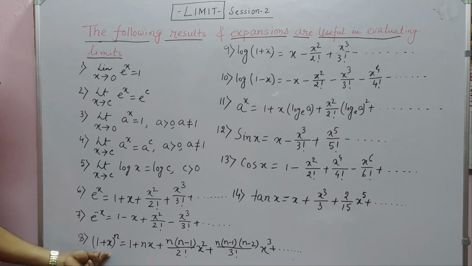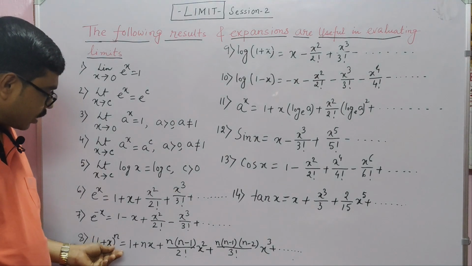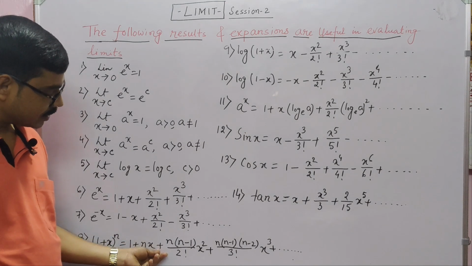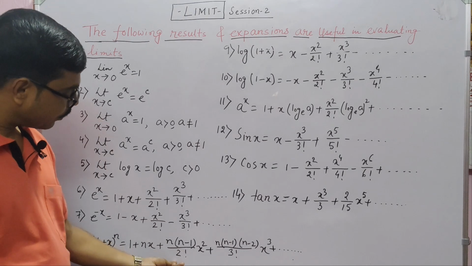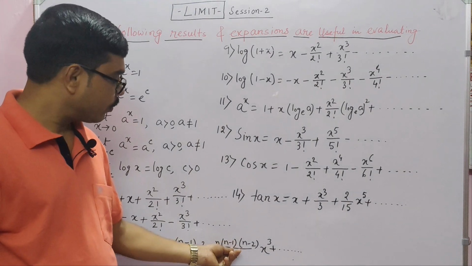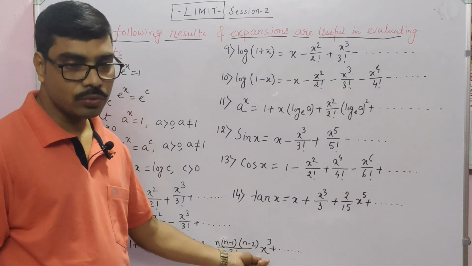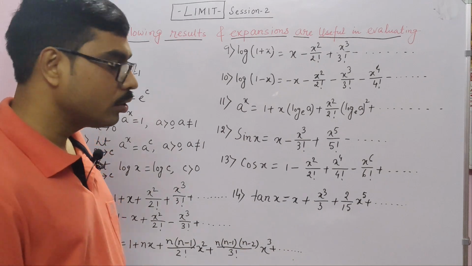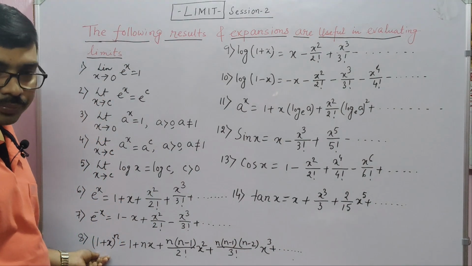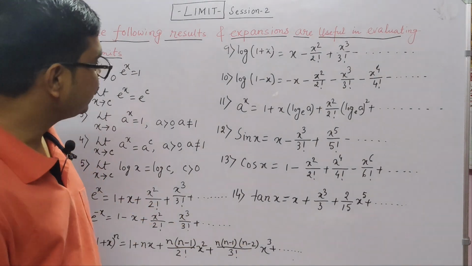Now the binomial expression: 1 plus x the whole to the power n equal to 1 plus nx plus n into n minus 1 by factorial 2 into x square plus n into n minus 1 into n minus 2 by factorial 3 into x cube plus dot dot dot and so on. That is the binomial theorem or expansion of this series.